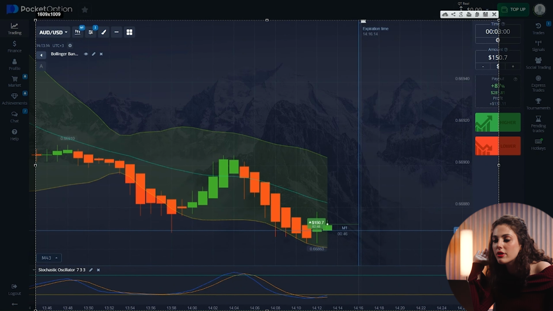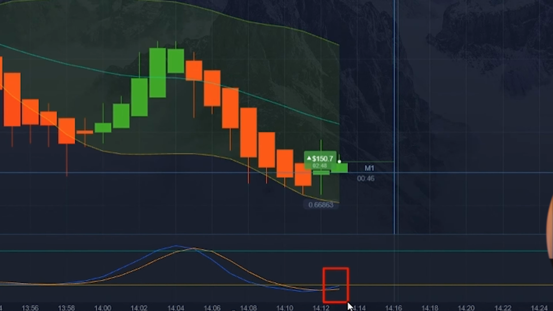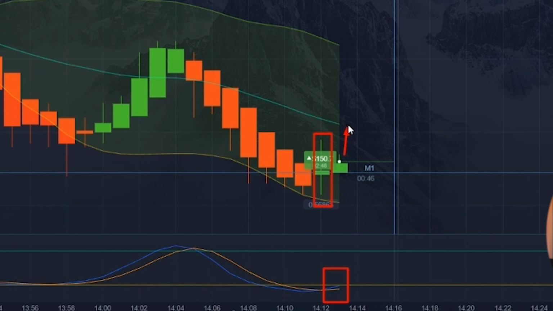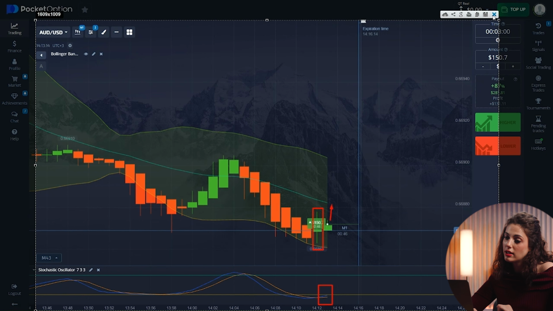So, I waited for a confident crossing of the stochastic lines in the oversold zone, and now the oscillator curve is getting ready to leave it. There is a green candle, the body of which is entirely within the Bollinger Bands, and I'm expecting growth. I think the price will reach the middle line of the channel.